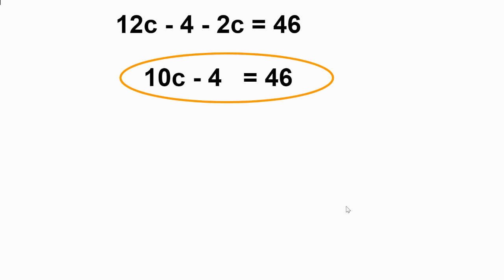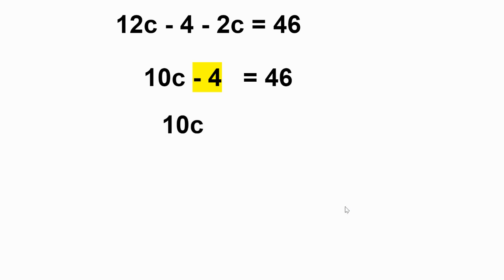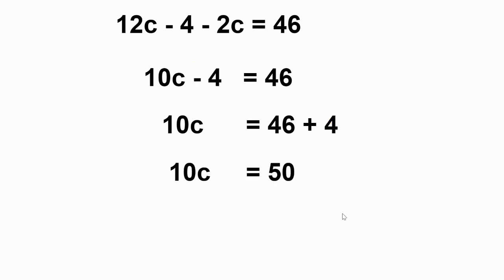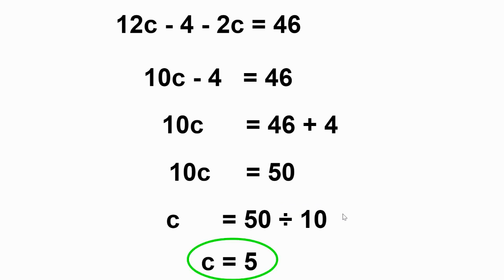And now look at our equation. Much simpler to look at. But now we see that we have a minus 4. And the opposite of that now is add 4. So now we need to do 46 plus 4 in order to get our 10c. Right? So we get our plus 4 there. And now our 10c equals 50. And just like in previous equations, that means 10 times what number? So the opposite of multiply is divide. So 50 divided by 10, c equals 5. And that's our solution.